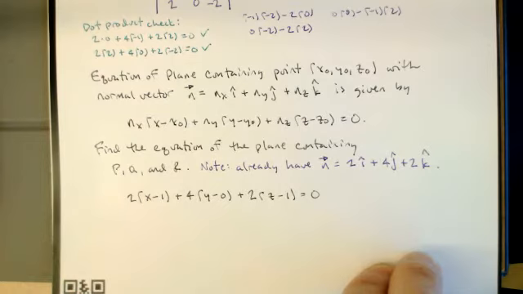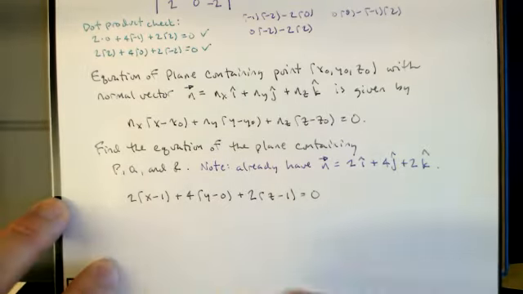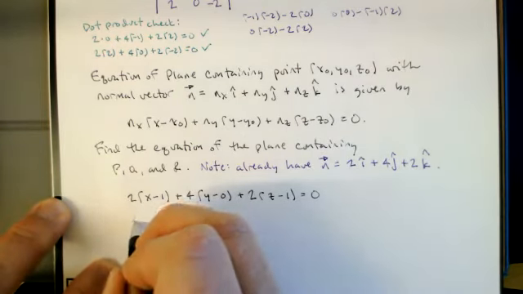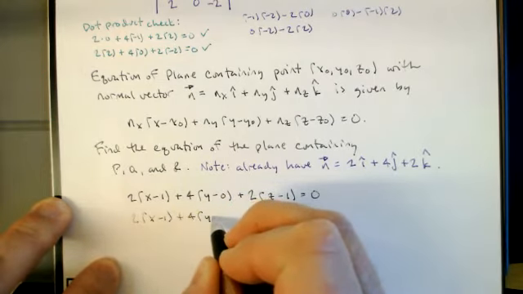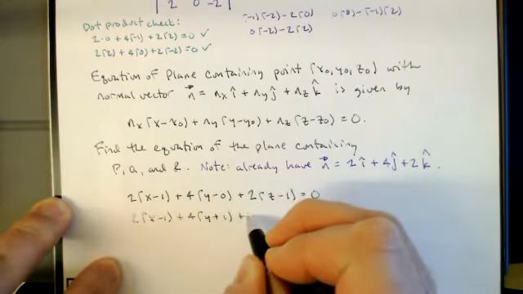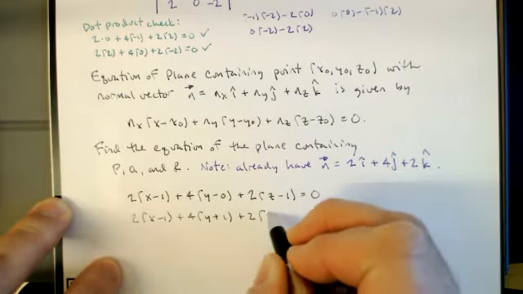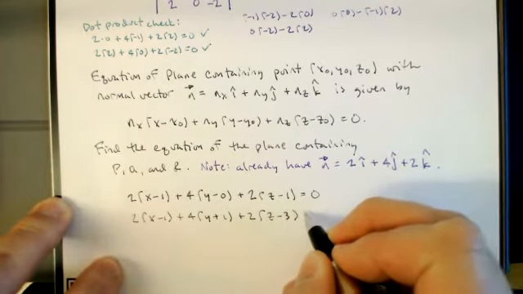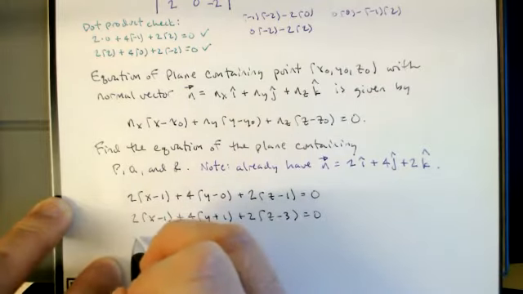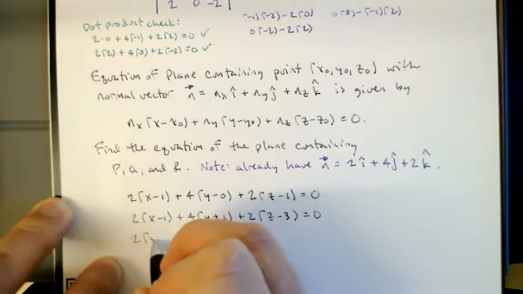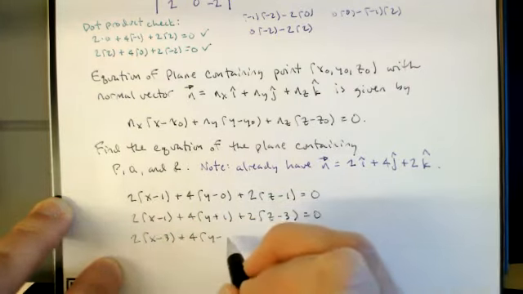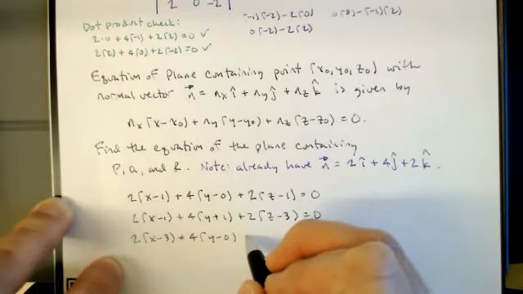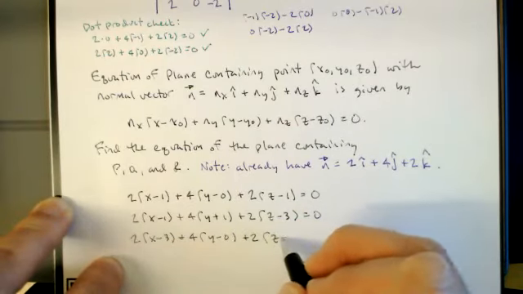This is just one option. We had two other points. This is using the point P. Using the point Q, we would have 2 times x minus 1 plus 4 times y minus a negative 1 plus 2 times z minus 3. And our third option, using the point R, we'll have 2 times x minus x naught plus 4 times y minus y naught plus 2 times z minus z naught.